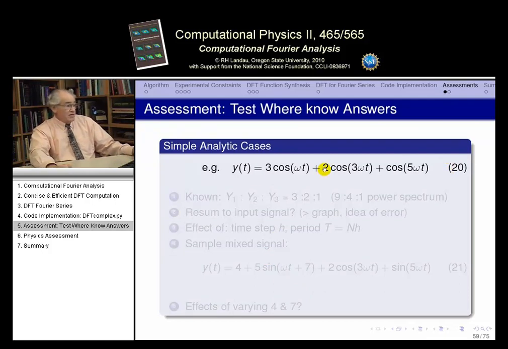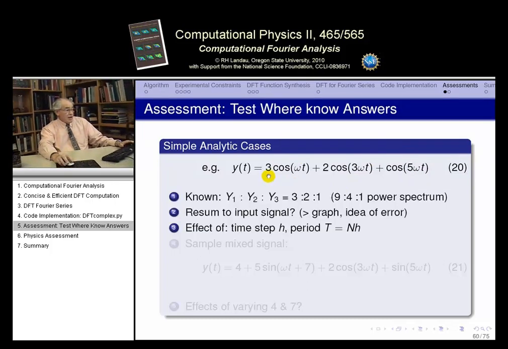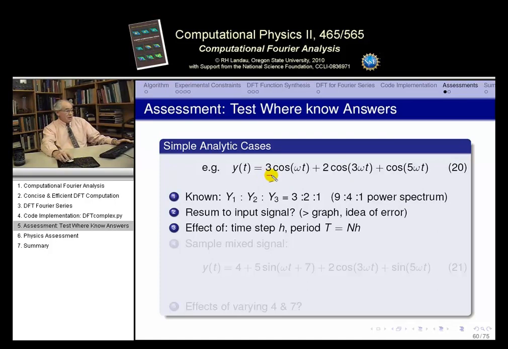Equation 20 is a function, y of t, and it has 3 terms in it. Okay? And each one is a sine or a cosine, in this case a cosine. So we know there should be 3 frequencies. We know the frequencies should be in the ratio 1, 3, 5. So there should be 3 frequencies spaced by 2 omega. They should be evenly spaced. And the strength should be the components we have out front. So the strength of the first frequency should be 3, second 2, the third 1.